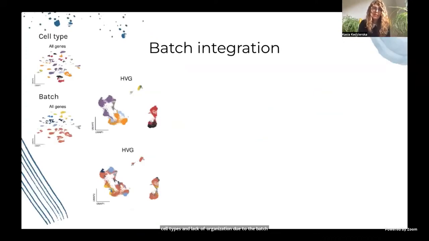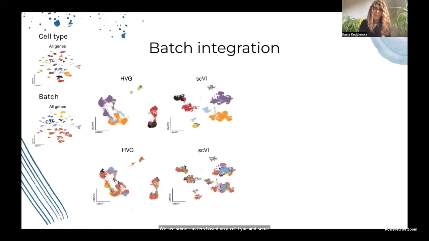And when we look at the highly variable genes, we see an improvement over the space generated by all genes. We see some clusters based on the cell type and some mixing of the batches. However, when we look at scVI, we see very nicely pronounced clusters based on the cell type, although we still see some organization with respect to batch within the clusters.